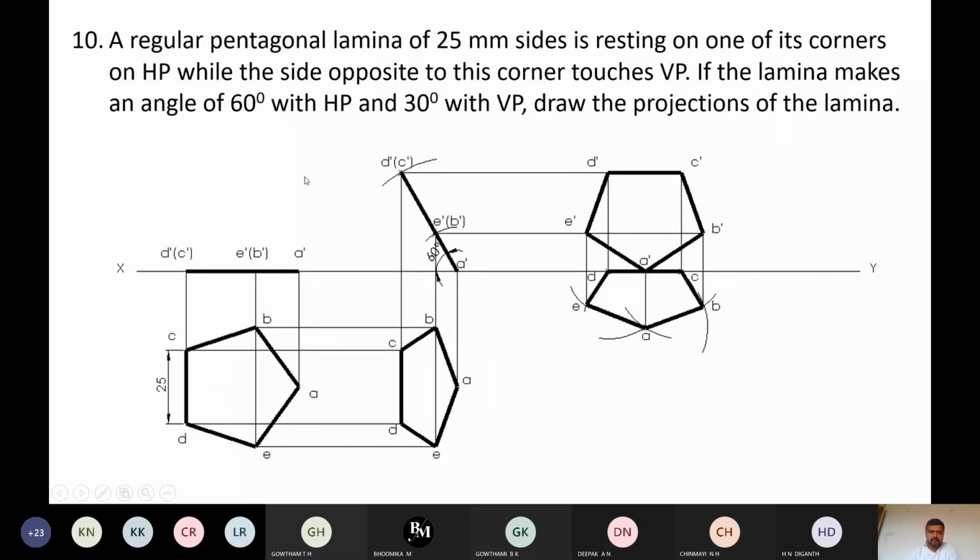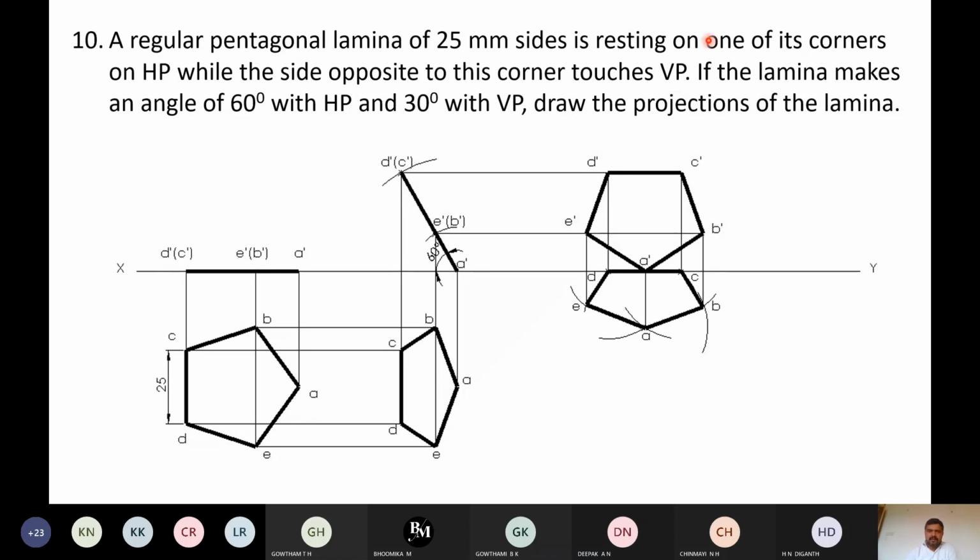Next, similar problem. Instead of hexagon, we have pentagon. A regular pentagonal lamina of 25 mm sides is resting on one of its corners on HP, while the side opposite to this corner touches VP. So here also you should keep the pentagonal lamina like a ladder such that one of the corners is touching the floor and the side opposite to the corner is taking support from the wall. Okay, like that you should keep the pentagonal lamina.